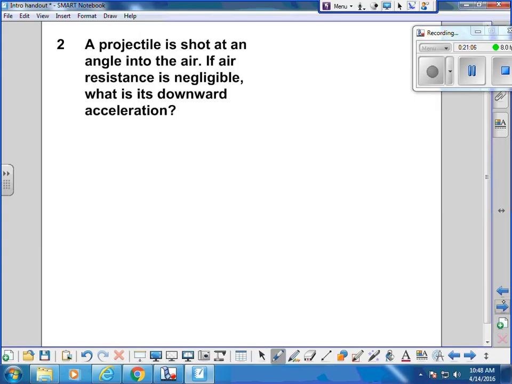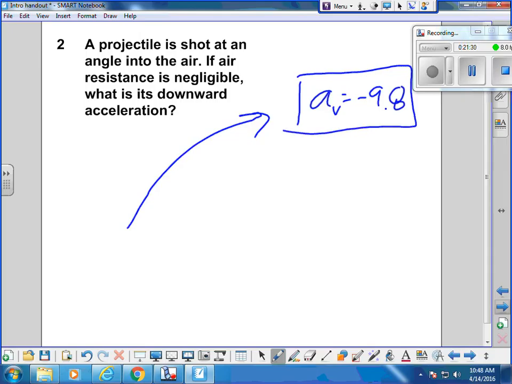A projectile is shot at an angle into the air. If air resistance is negligible, what is its downward acceleration? What is the downward acceleration? Always. AV, vertical acceleration, is always minus 9.8. Vertical acceleration is always minus 9.8.